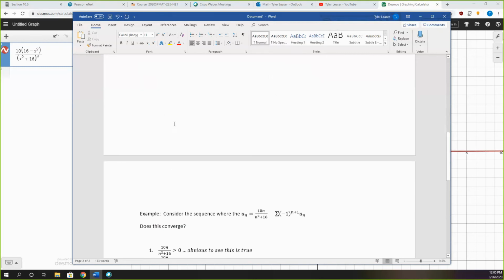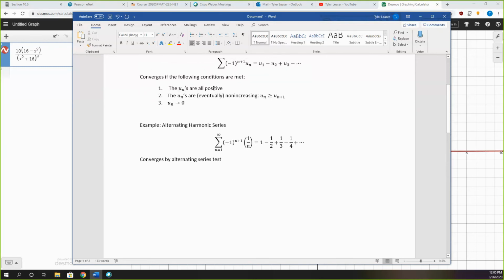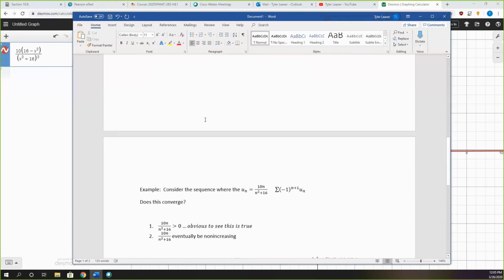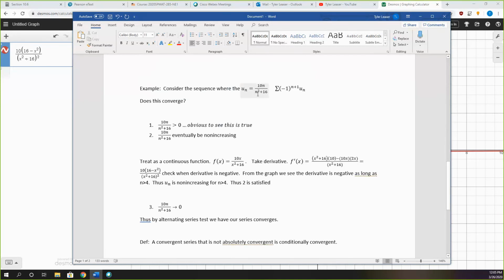The first part of the alternating series test is that my u sub n's are all positive. Well, u sub n is 10n over n squared plus 16, and as long as I'm plugging in positive index values, which is what I'm going to be doing, these will always be positive. The second thing is that my u sub n's have to eventually be non-increasing. This can be a little bit difficult to prove, so I'll show you an easy way to do it.